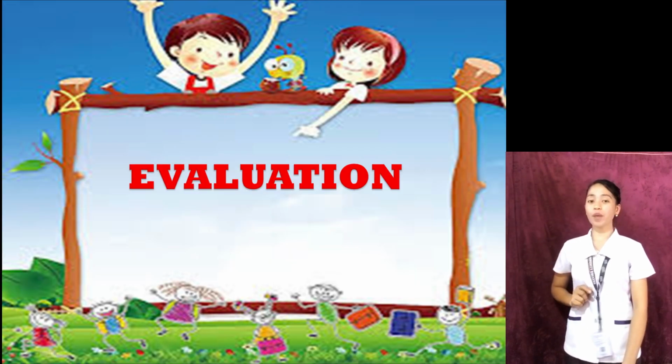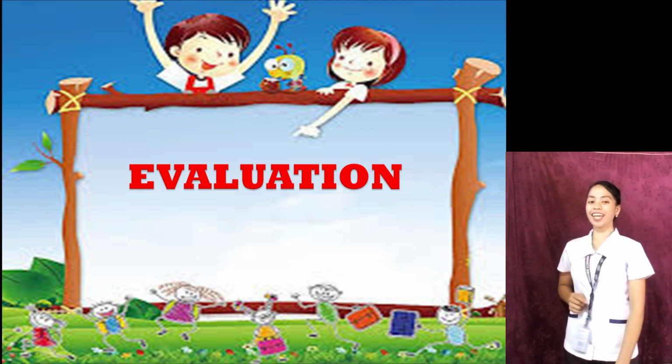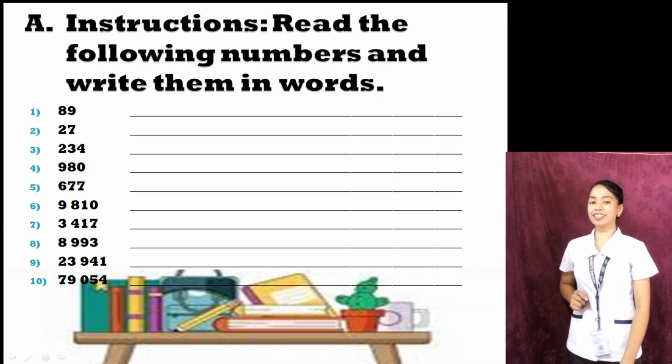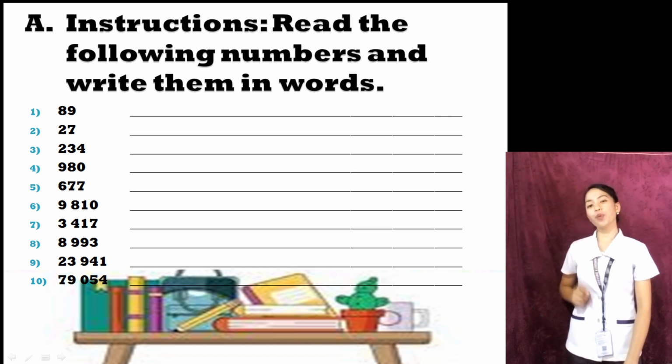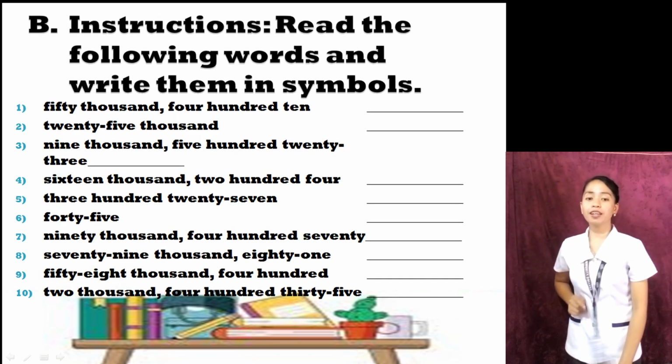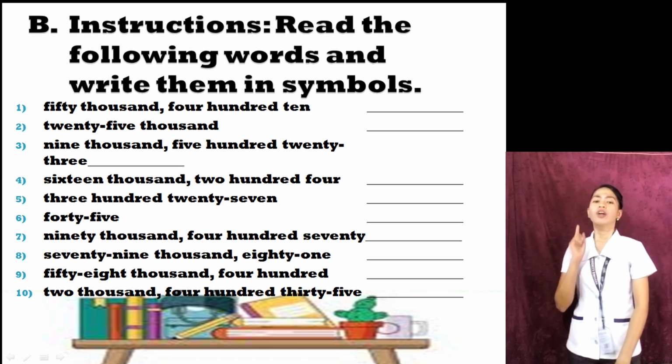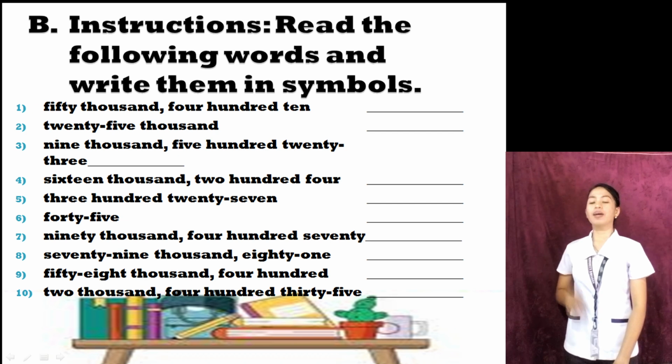So for our evaluation in test A, the instruction is read the following numbers and write them in words. And test B, this is the instructions. Read the following words and write them in symbols.